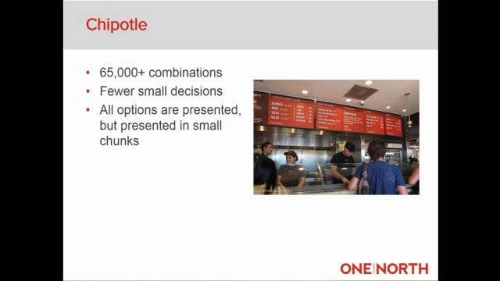So all the options are presented to you right there. You can see them, but they're presented in small chunks. So now you're making a decision at point A, a decision at point B, a decision at point C, making it a broken up process to make it easier to make just little decisions along the way.